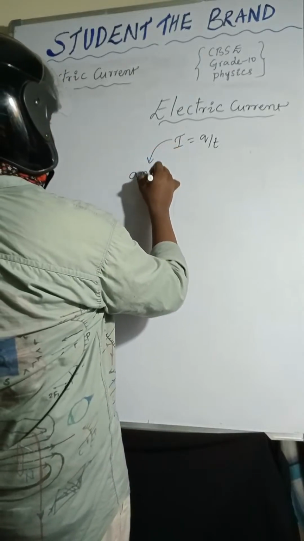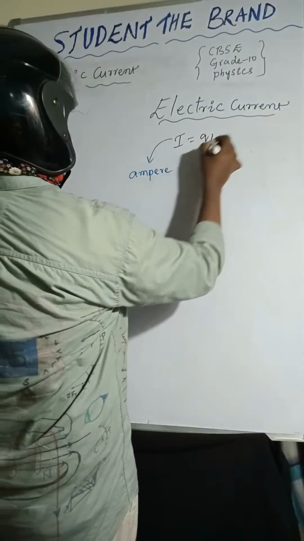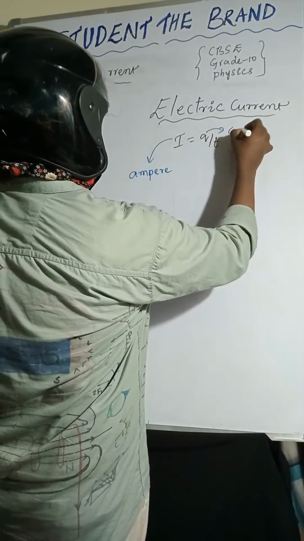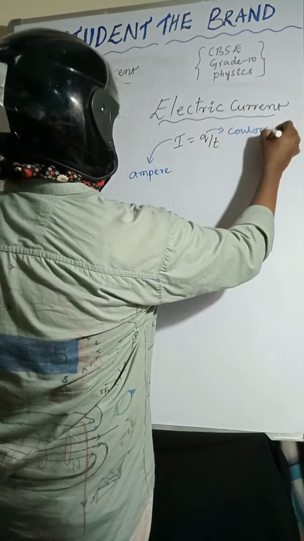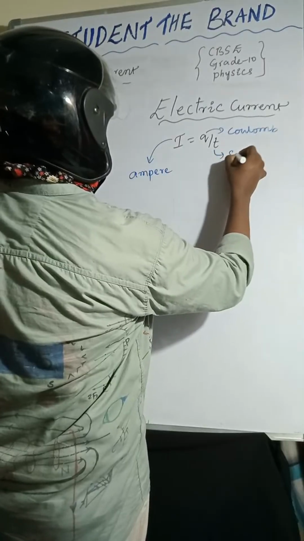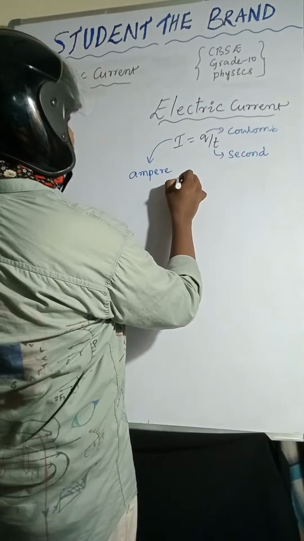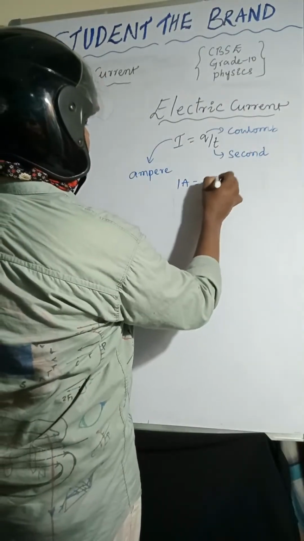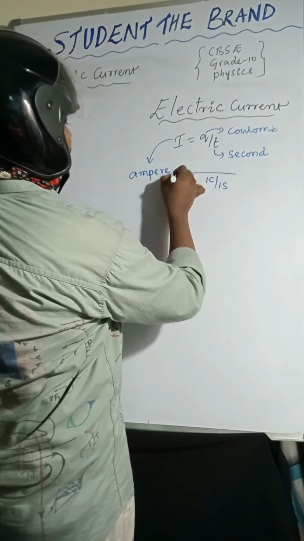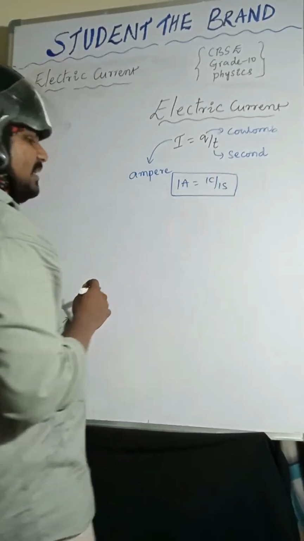The SI unit of charge is coulomb, and the SI unit of time is second. So 1 ampere equal to 1 coulomb per 1 second.